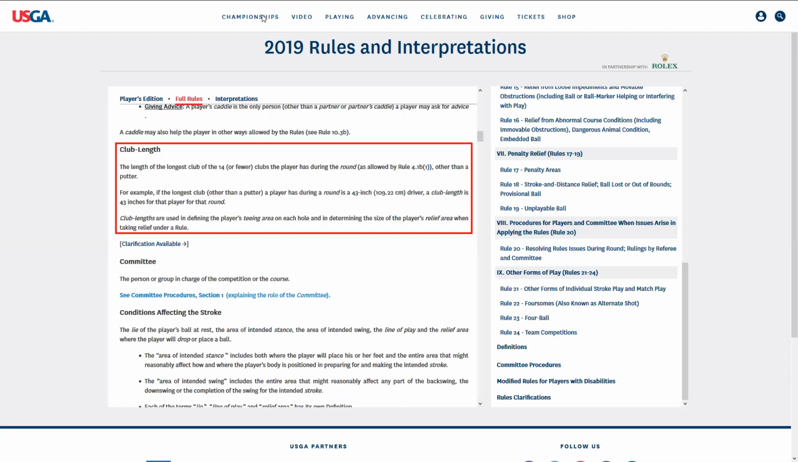So the key to understand is that club length is a precise distance, and it could be slightly different for each player. But if you use your pitching wedge to mark a club length, understand that the club length is still the longest club in the bag, the 43 inches. You're not prohibited from using the small one, but a club length is a distance, and it's, in this example, 43 inches.